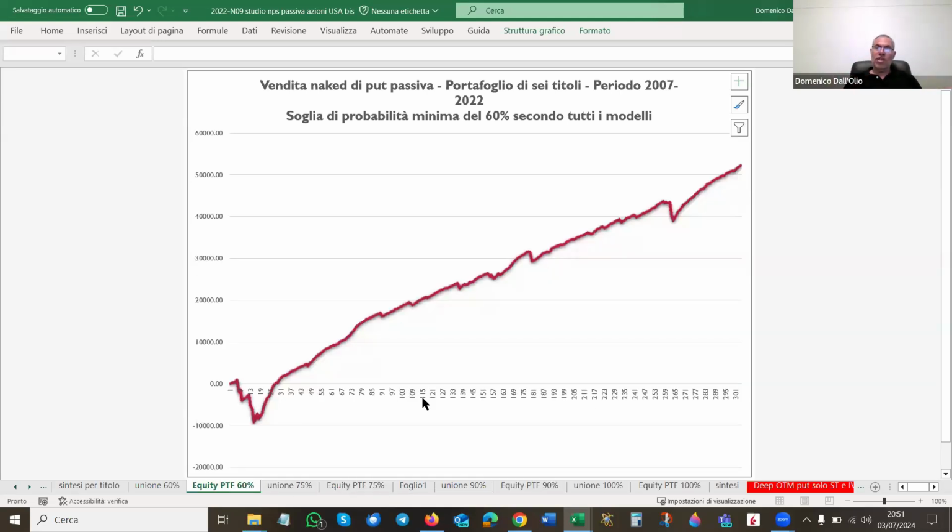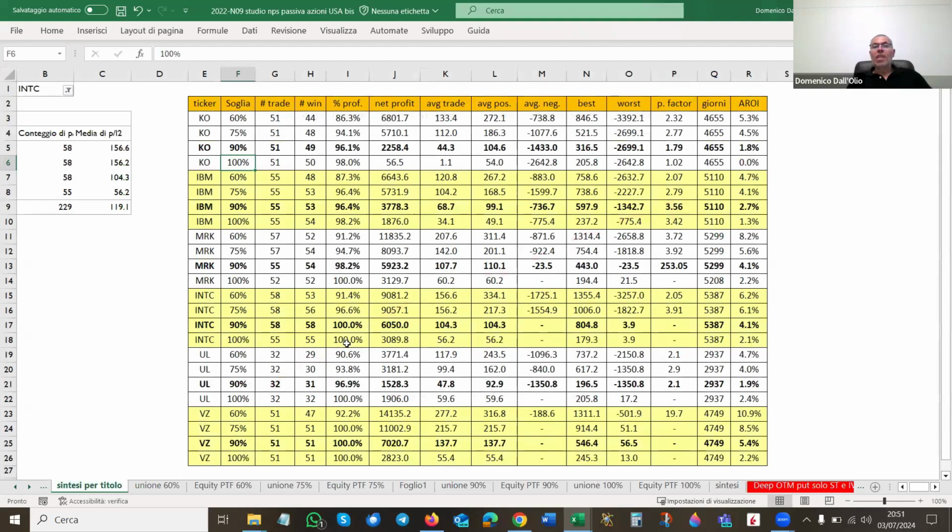So all of this was just to try and find the best compromise between the minimum threshold in the probabilistic readings, the expectations in terms of returns, and the real probability of success. Even if you take the 75%, it's 94% on Coca-Cola, 96% on IBM, 95% on Merck, 96% on Intel, 94% on Unilever, 100% on Verizon. So even the 75% is a very good threshold.